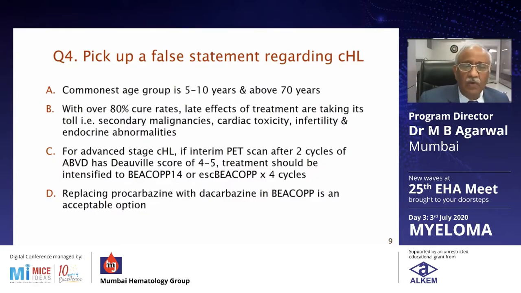C, for advanced stage classical Hodgkin lymphoma, if interim PET scan after 2 cycles of ABVD has a Deauville score of 4 to 5, the treatment should be intensified to BEACOPP 14 or escalated BEACOPP and given for 4 cycles. And lastly, replacing procarbazine with dacarbazine in BEACOPP is an acceptable option. So three statements are correct, one is wrong. You pick up the wrong statement, your time starts now.